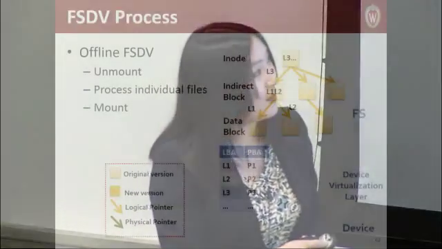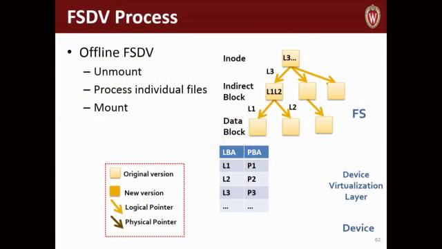So I'll show you how it works with this example. First imagine the offline process, where FSDV first unmounts the file system, then processes individual files, and then finally mounts the file system. In this example, there's an inode, then some indirect blocks, and then finally data blocks. What it does is look at the pointers and change them from logical to physical, from bottom up.